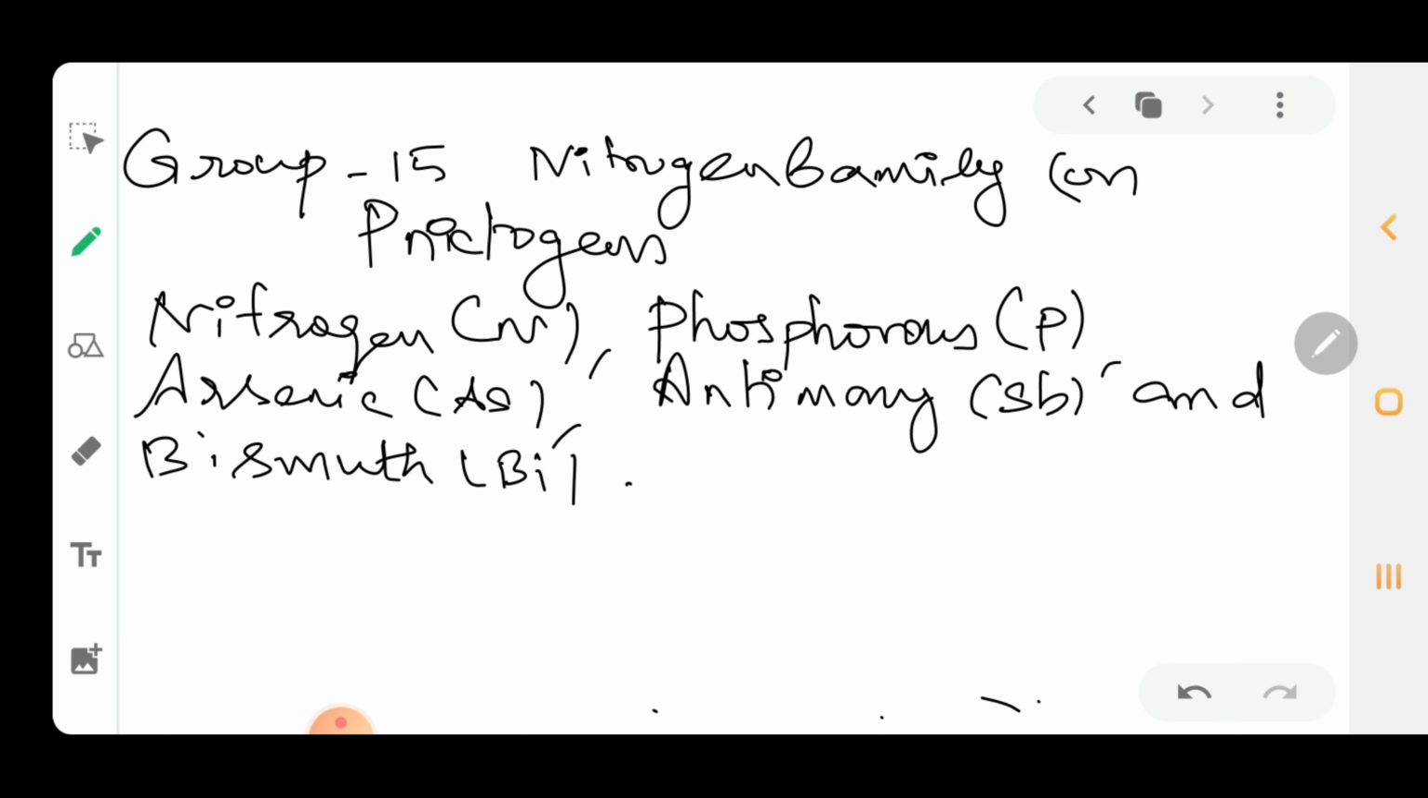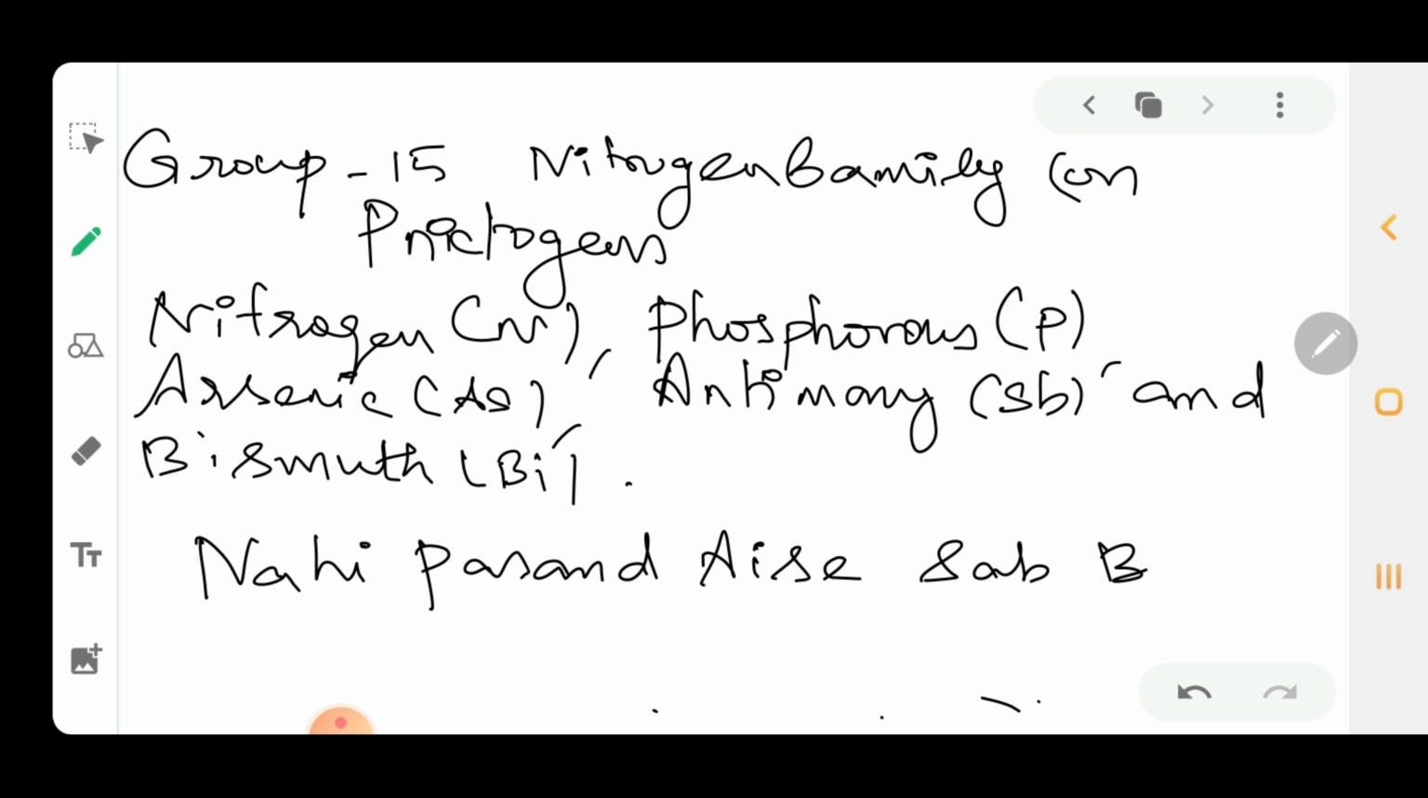Okay, the mnemonic for group 15 is: N P As Sb Bi. From it, N stands for nitrogen, P stands for phosphorus, and As stands for arsenic, and symbolically you know Sb stands for antimony, and then Bi stands for bismuth.